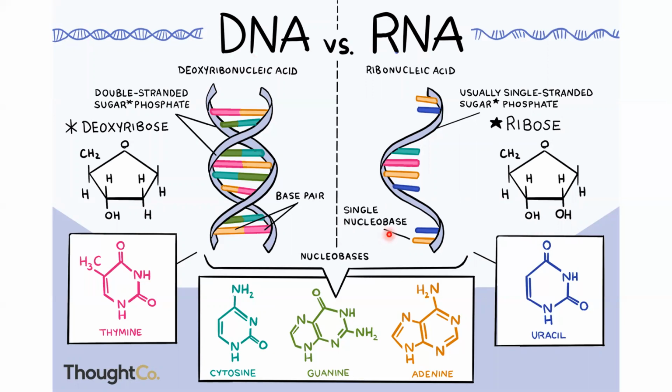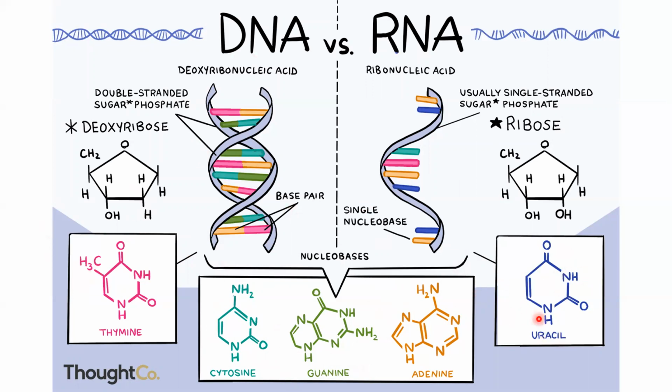So generally speaking, when we say bases, we have three bases that are common between them and two bases that alternate between DNA and RNA. The three bases are cytosine, guanine, and adenine. Cytosine, guanine, and adenine, names that you need to remember for a lifetime. And then there are two other bases called thymine and uracil.